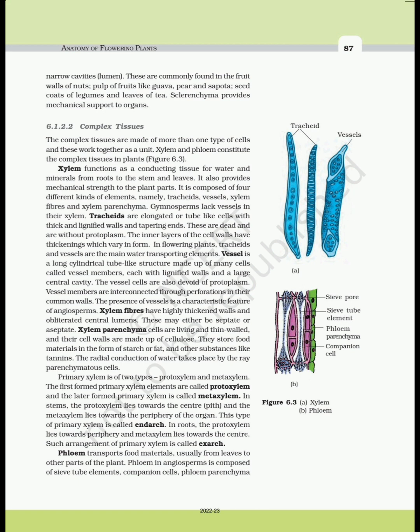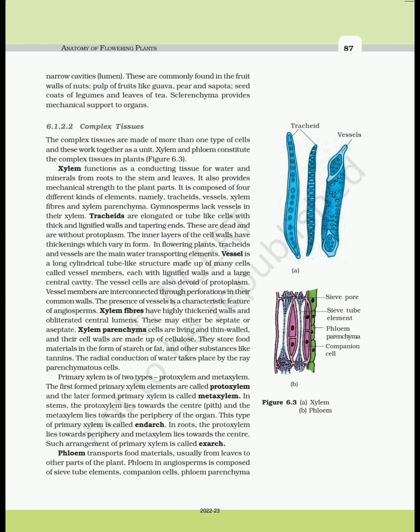Xylem and phloem constitute the complex tissues in plants. Figure 6.3. Xylem functions as a conducting tissue for water and minerals from roots to the stem and leaves. It also provides mechanical strength to the plant parts. It is composed of 4 different kinds of elements, namely tracheids, vessels, xylem fibers and xylem parenchyma.